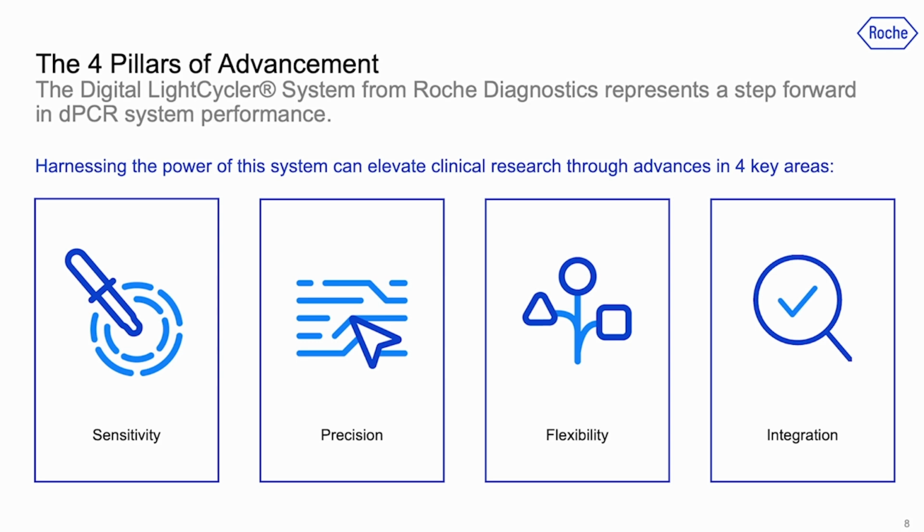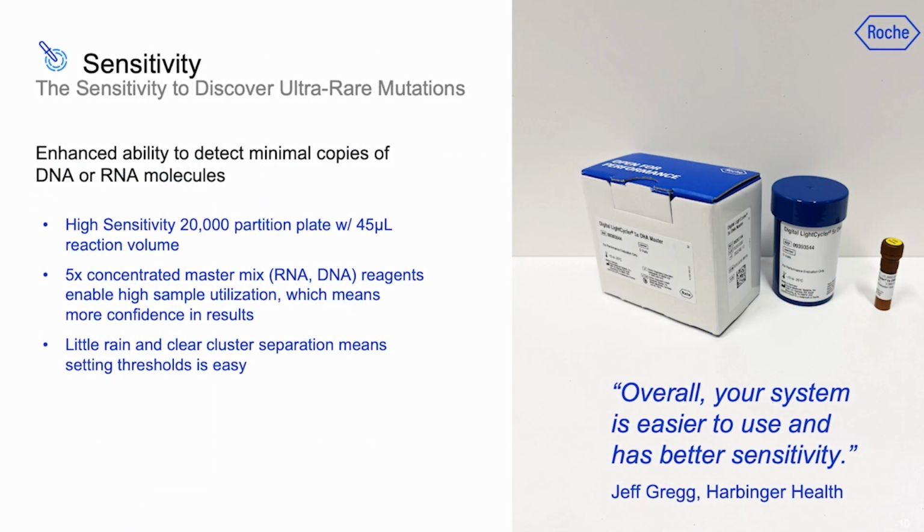Hopefully some things that I've already touched upon, but I really want to call out and also showcase some data around. So let's start with sensitivity. As I mentioned, sensitivity can be very critical for certain applications. In this instance, we're going to highlight rare mutant detection on the digital LightCycler system because it has the enhanced capability of really detecting minimal copies of DNA and RNA, and for the following reasons.